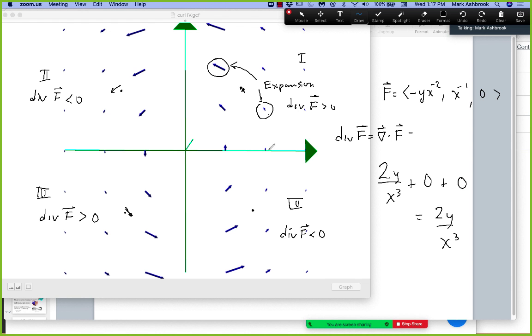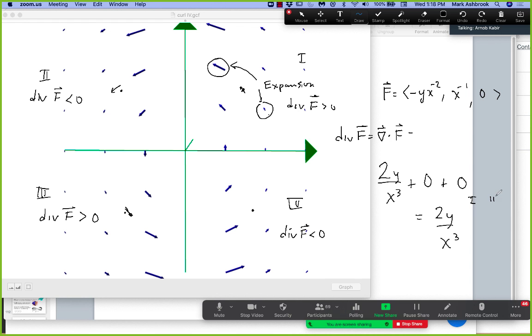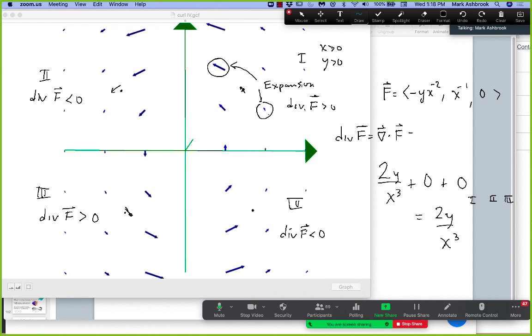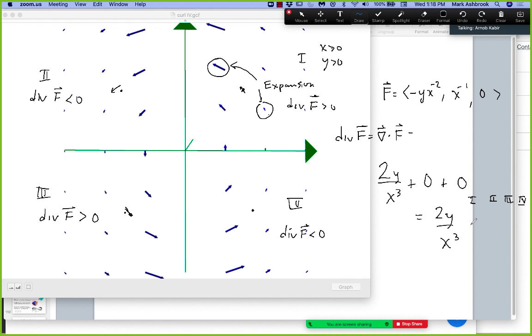So in the first quadrant, what is 2y over x cubed? Is that positive, negative, or 0? Positive. Now we're doing it algebraically, right? All values are positive, both in the numerator and denominator. So in the first quadrant, we know that x is positive, y is positive, and so we'll get a positive over a positive, which is positive. Positive over positive equals positive.